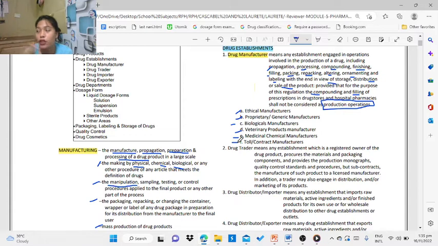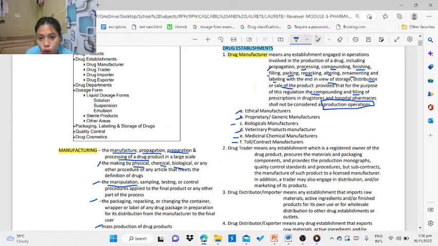So again, the drug manufacturers, we have six: the ethical, proprietary or generic, veterinary drug product manufacturers, the biological manufacturer, medicinal chemical, and the toll. So now let's go to the drug trader.